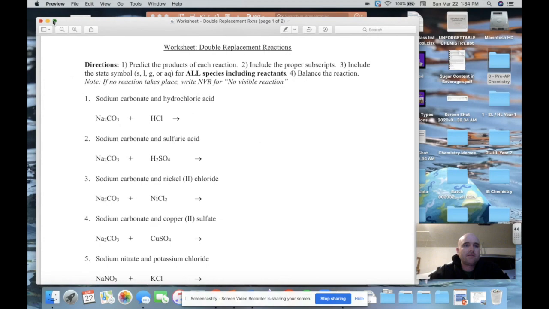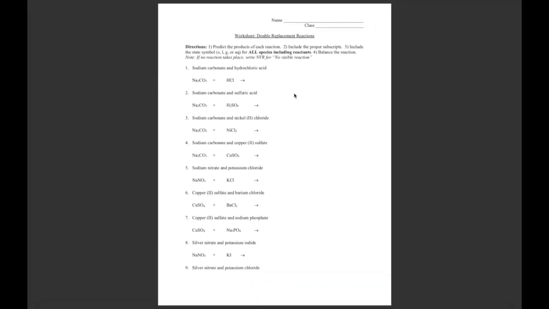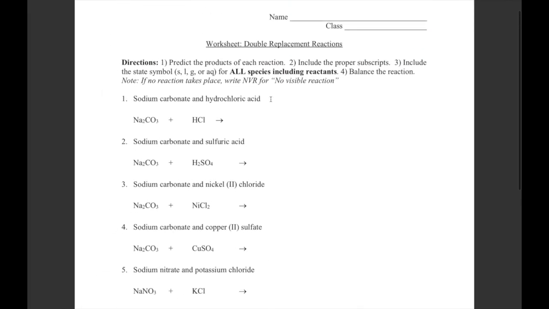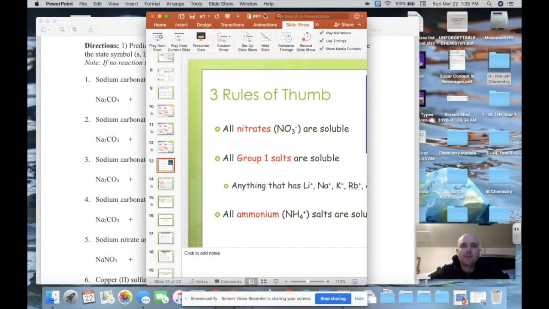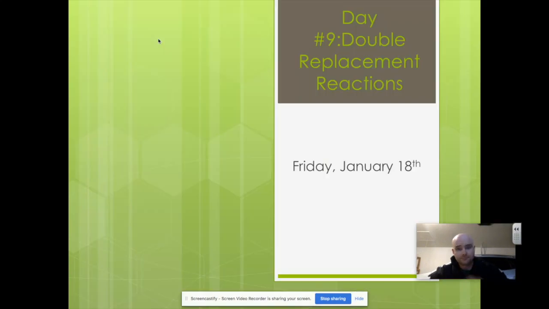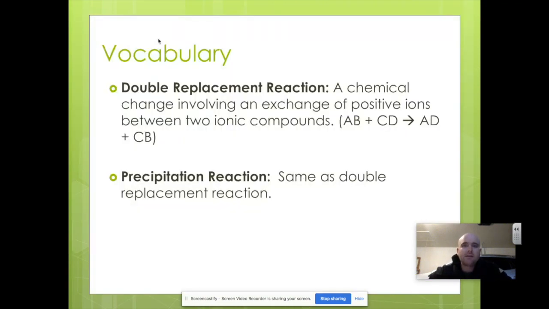Now this is also attached in your assignment. I'm going to go through this step by step in a second. So let's go ahead and begin. We want to talk about double replacement reactions. So just a bit of vocabulary words.